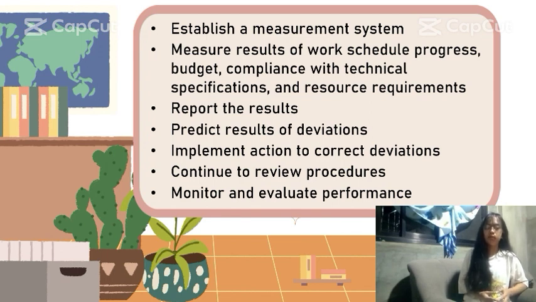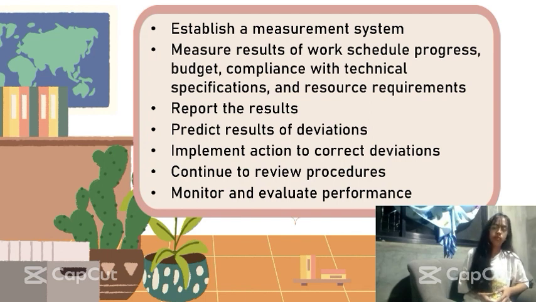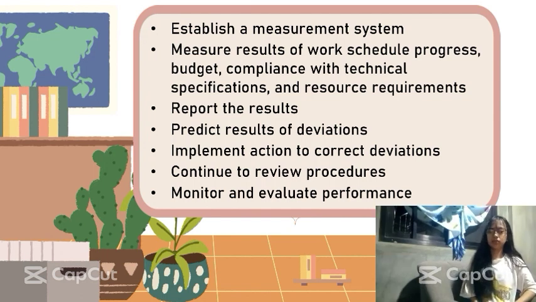And we have to report the results. Report is important to provide critical analysis. It is also considered as an essential tool because they play an important role in the ongoing growth or if there are certain problems. Next is we have to predict results of deviation and implement action on deviation. These two are like parallel kasi when you predict results of deviation, you will certainly create or implement certain actions too. Next is to continue review procedures.